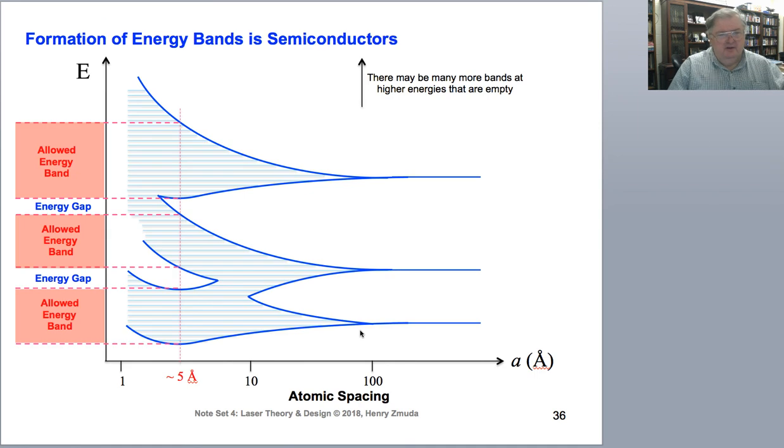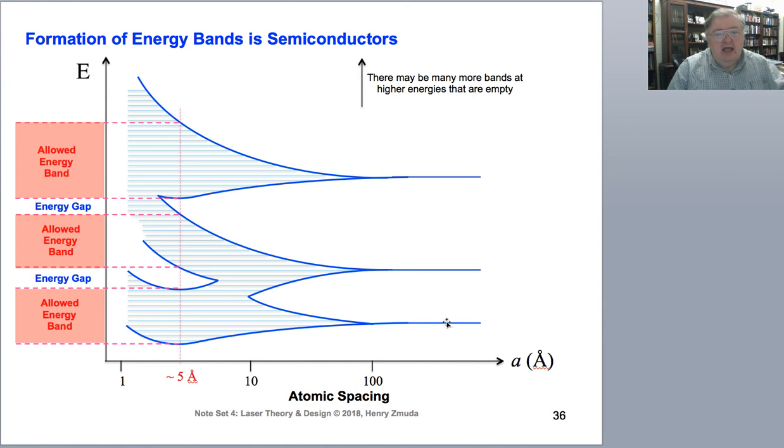Here's again a qualitative picture. If we look at the formation of energy bands, if we look at individual atoms, and here's the atomic spacing. Okay, if the atoms are very far apart from each other, so one atom is very far away from its neighboring atom, right? The energy levels are discrete. And of course there could be more bands up here. Those bands are going to be empty.